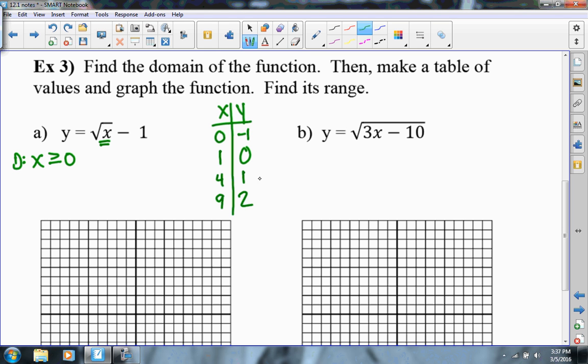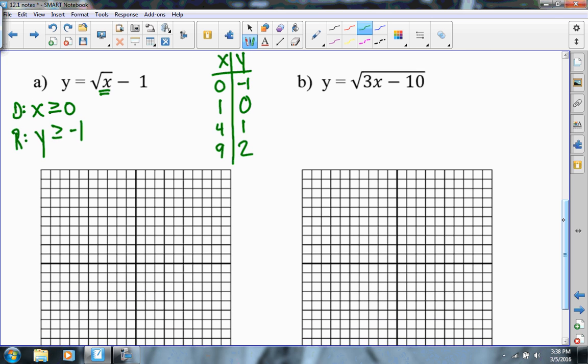So now I had just said at the end of example 2 that you won't always have a range that is equal to 0. And here we don't have that. My domain started at 0, so this is my first value for my range here, this -1. And everything gets bigger than -1 as I look down the rest of the table. So my range is going to be all the y's greater than or equal to -1.